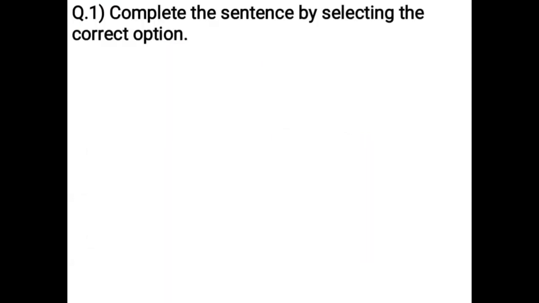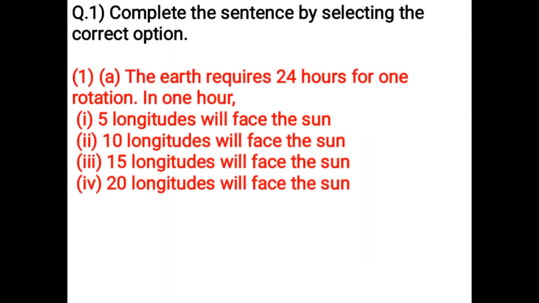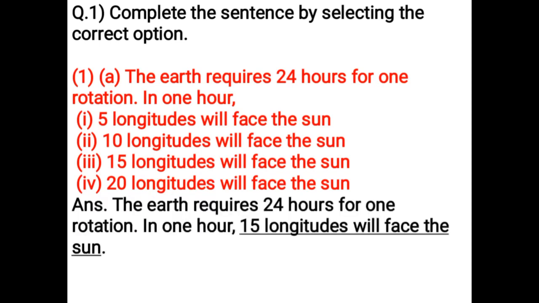Complete the sentence by selecting the correct option. The Earth requires 24 hours for one rotation. In 1 hour, 5 longitudes will face the Sun, 10 longitudes will face the Sun, 15 longitudes will face the Sun, 20 longitudes will face the Sun. The Earth requires 24 hours for one rotation. In 1 hour, 15 longitudes will face the Sun.